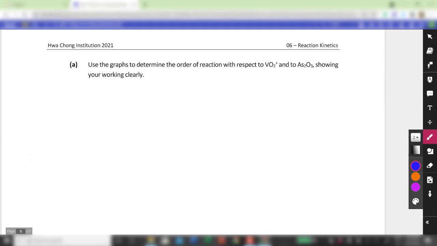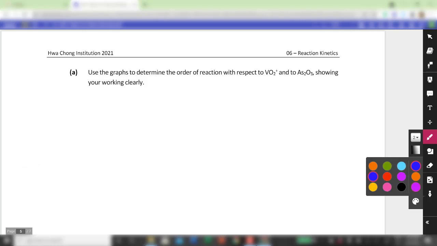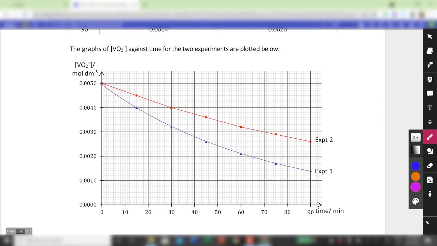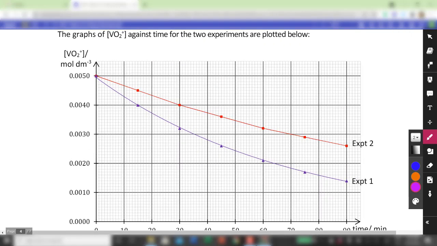Okay, so if we look at the question, you are asked to use the graph to determine the order of reaction with respect to vanadium 5 and arsenic 3 and then show your working clearly. You can use either of the graphs to help you, but whatever the case, we'll try to look at an experiment where the decrease is greater. In this case, for example, experiment 1 goes from 0.05 all the way to close to 0.015, so that we can at least check whether the half-life is a constant.